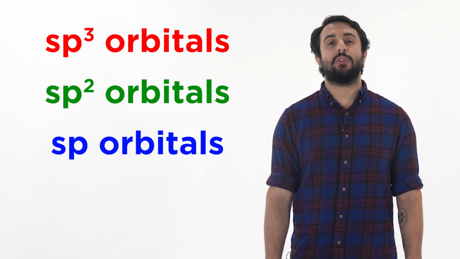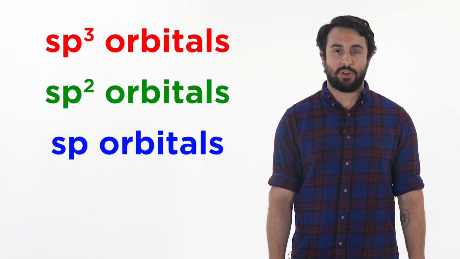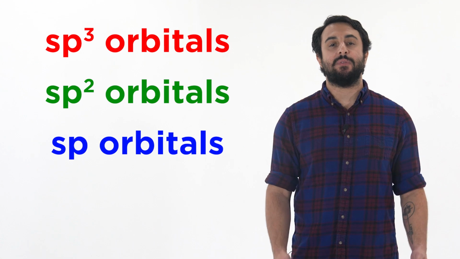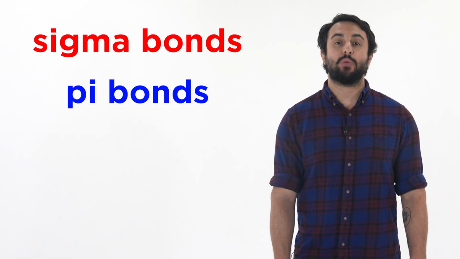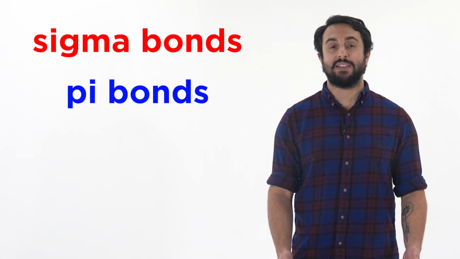With sp orbitals and the geometry of acetylene now understood, we have a better understanding of different types of hybrid orbitals, as well as the differences between sigma bonds and pi bonds.